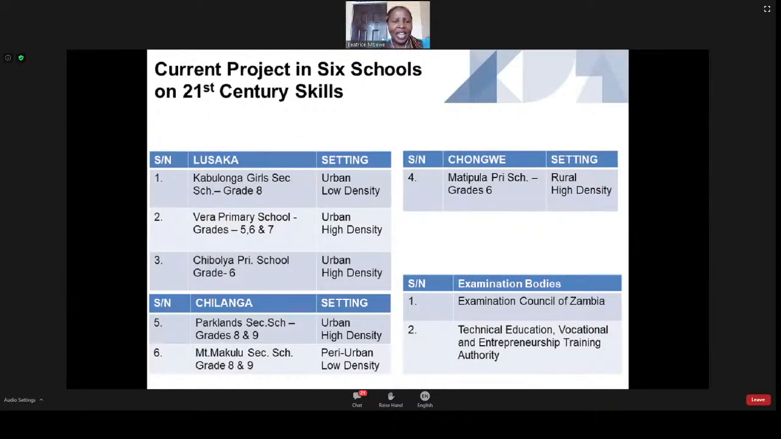As I earlier indicated, this project is running in 6 schools, with the grades, as you can see, and we made sure that these schools are from different areas, such as urban, peri-urban, and also the rural setup. This is because all our learners from these areas write the same exams at the end of the day. The teachers in these schools are very excited, because they have seen the benefits of what these skills can do. We have not left out the examination bodies also, since they are involved in the setting up of assessment tools. So this is not at national level as yet.